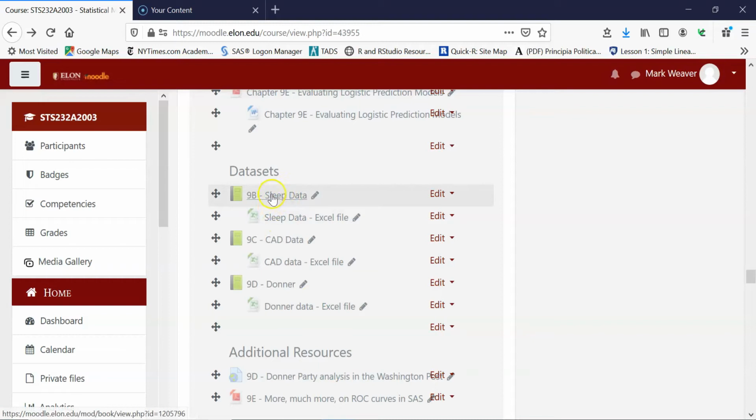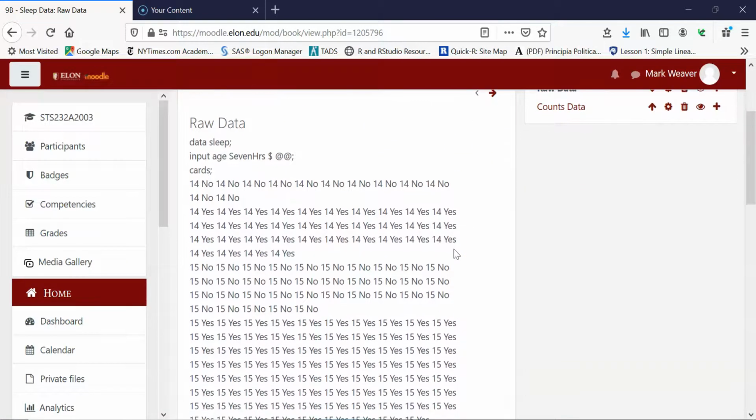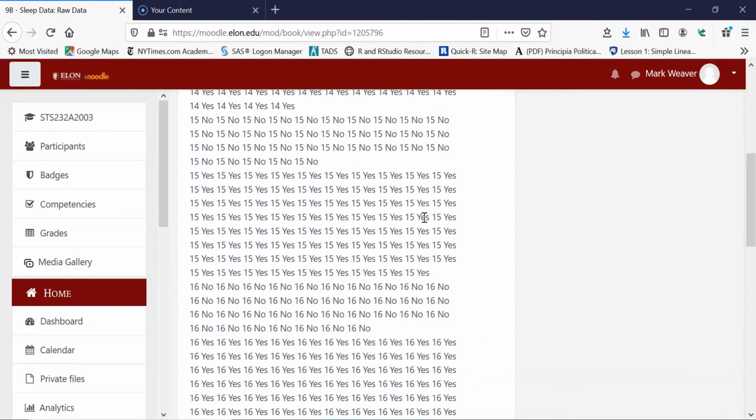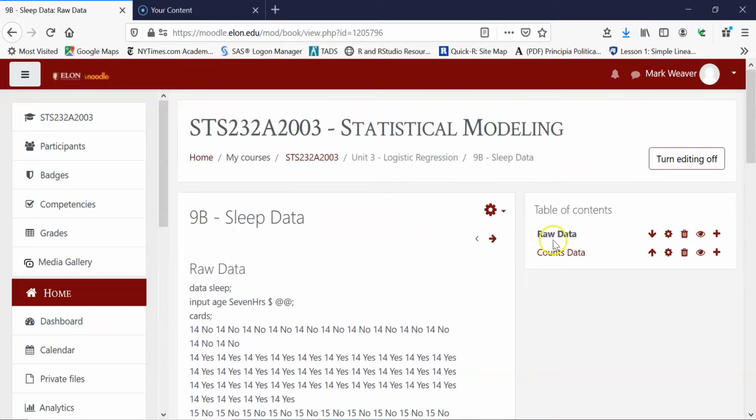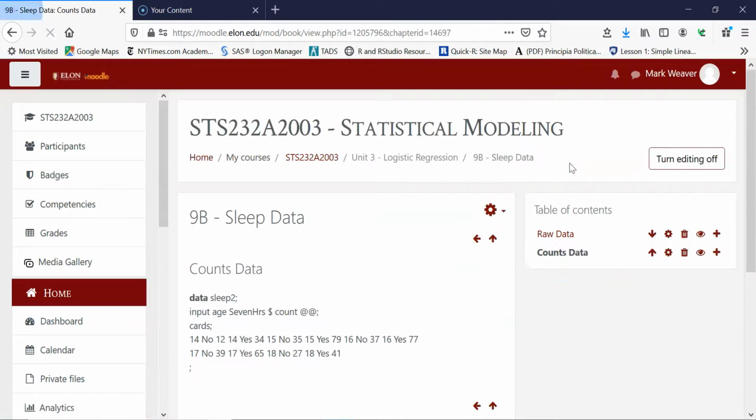So the sleep data are here on Moodle under the data sets. And I have them as both an Excel file and in this Moodle book. So here are the sleep data, and I have them both. And there's two pages in this book. There's the raw data and the counts data. So let me explain what that means.